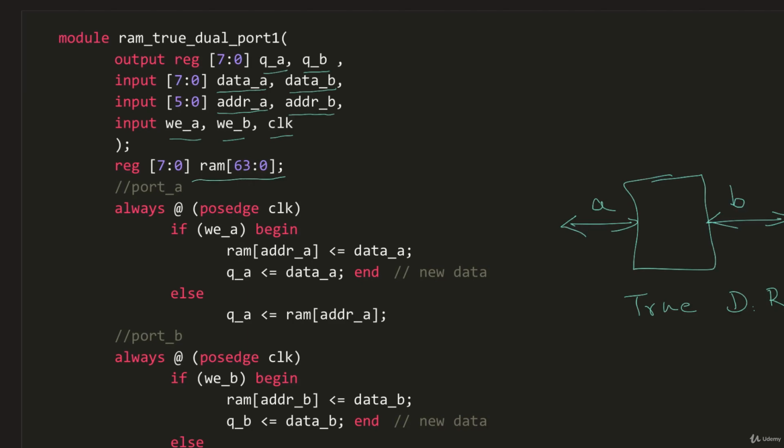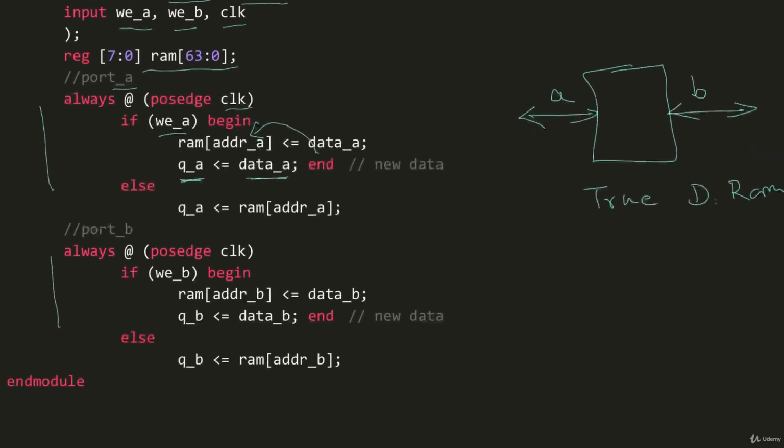So you have the RAM definition. It's an 8-bit, 64 location RAM. Then you have the port A, and port B is similar to port A. And so in port A, you have a clock, and at the clock edge, you check for write enable. If write enable is 1, then you take the data and write it inside. At the same time, you fetch an output using the new data. Now this is like a bypass, right? So it's something like this.